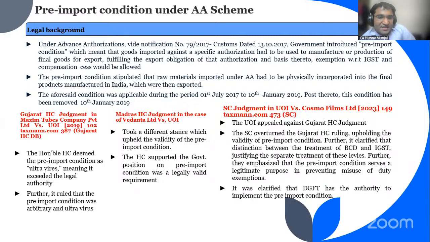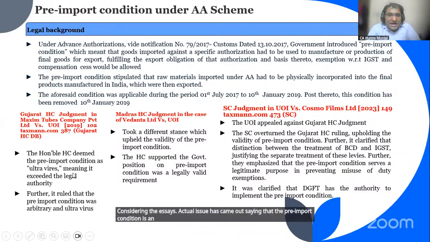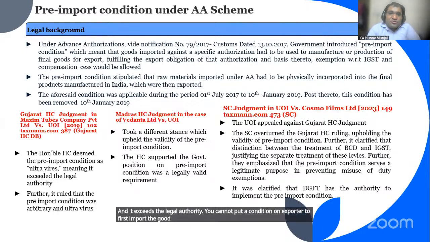Now, this issue has gone to the Gujarat High Court. The Gujarat High Court, considering the SSE's actual issue, has come out saying that the pre-import condition is ultra vires and it exceeds the legal authority. You cannot put a condition on an exporter to first import the goods and then manufacture it. It cannot be feasible on the ground.